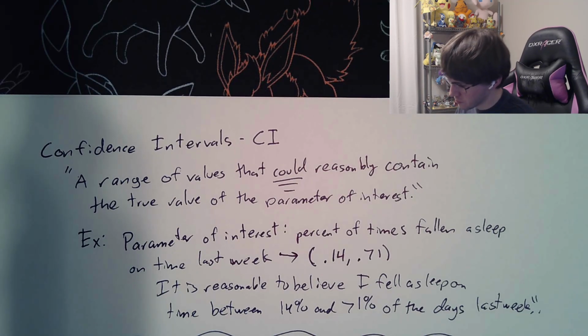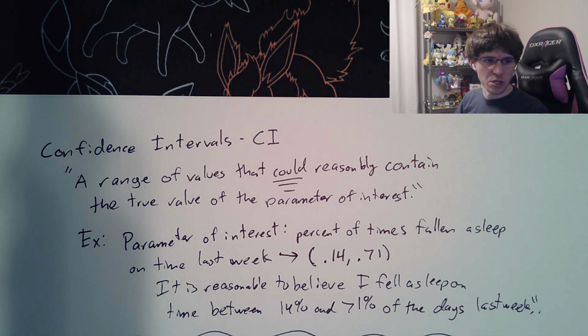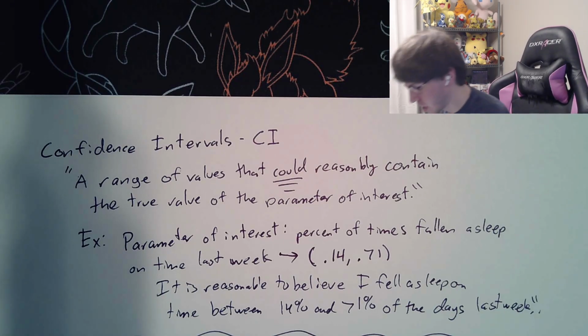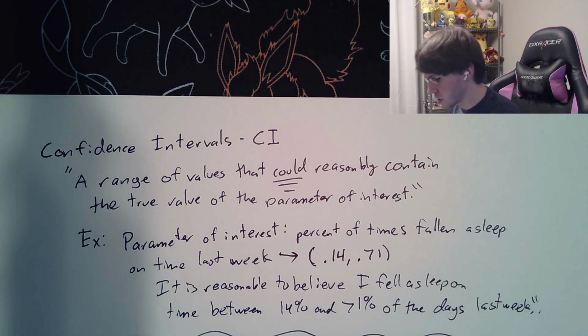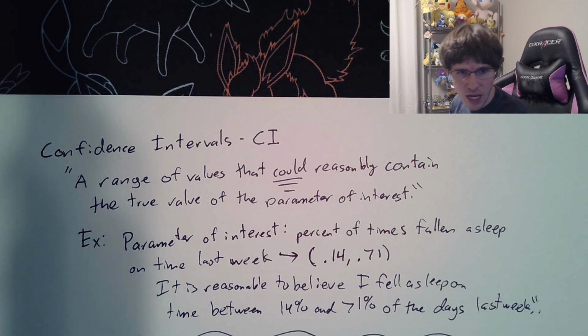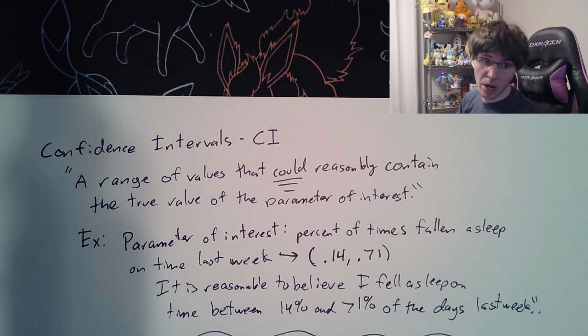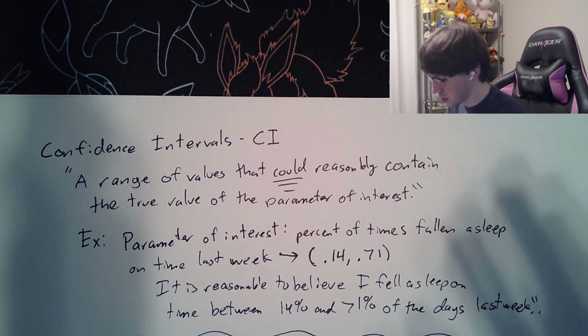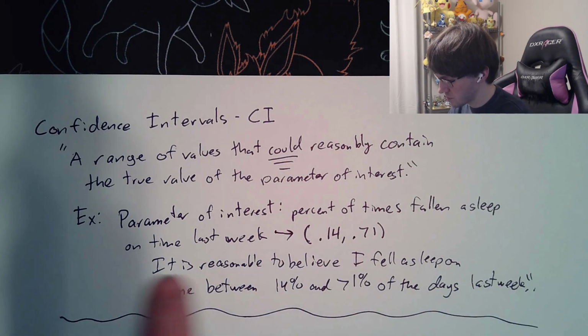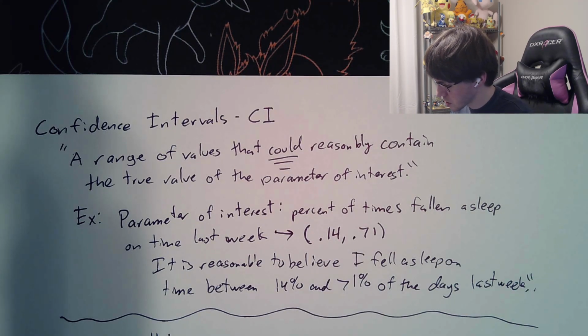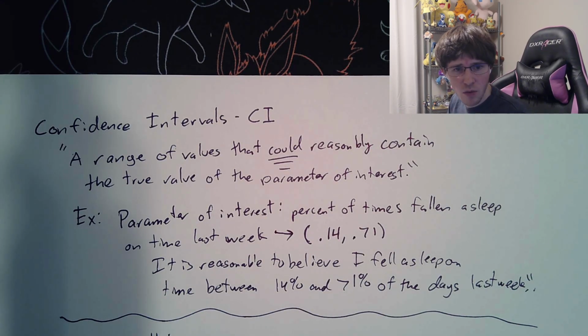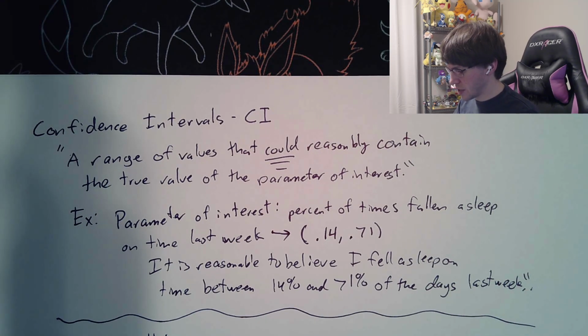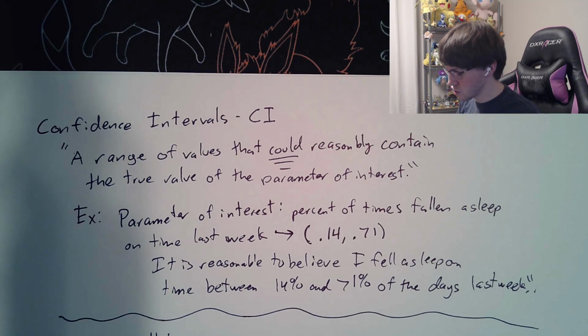So, what is a confidence interval? Here's my definition. This is the Mr. Richards definition. That's why I put it in quotes. It's not a book definition, but mine. A range of values that could reasonably contain the true value of a parameter of interest. Now, what is a parameter of interest? A parameter of interest could be literally anything. The example I've just made up here is the percent of times fallen asleep in the last week, and I made these numbers up: 0.14 to 0.71. What that would mean is it is reasonable to believe that I fell asleep on time between 14% and 71% of the days last week. So that's all that means. It's values that are reasonable to believe.